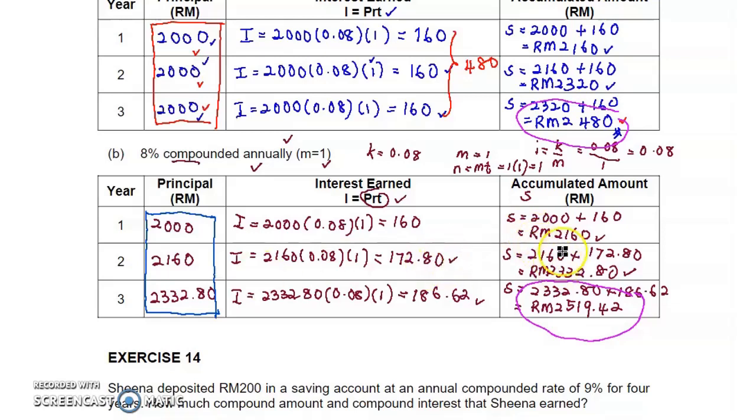Okay, so here, for example, 2160. In order to calculate interest here, it is based on the interest from the previous year. So that is what is meant by the interest being compounded. The interest itself earns interest from the previous year's interest. So I hope you can see the difference between simple interest and compound interest.